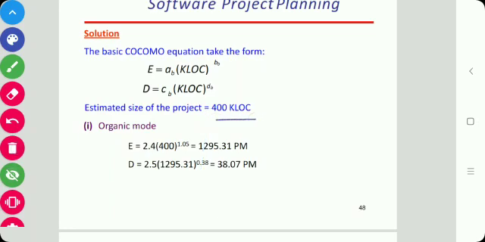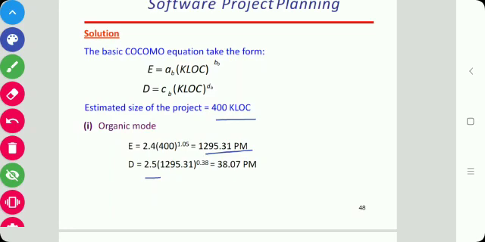In the organic mode, E = 2.4. The AB value for the organic mode is 2.4, into 400, that is the KLOC size of the project, raised to BB. The value of BB is 1.05. So it is 1295.31 person-months.